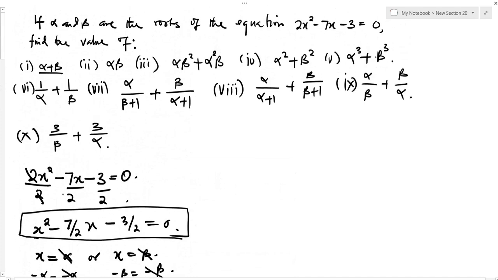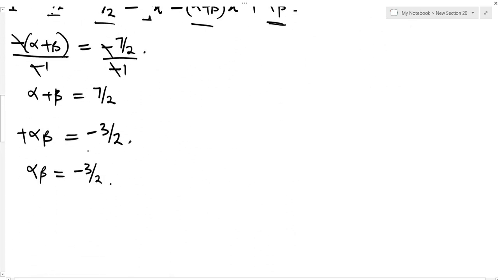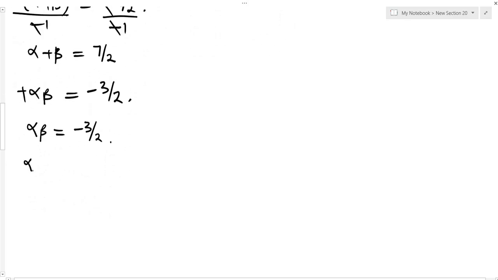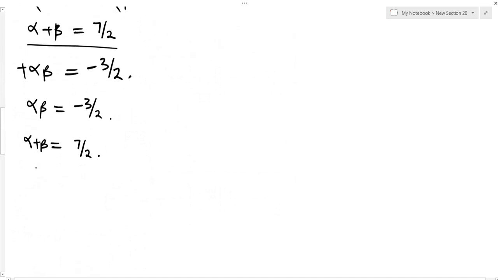So the first question they asked was to find the value of alpha plus beta. So we have gotten the value of alpha plus beta from here, which is 7 over 2. Then the next one, they said we should find the value of alpha beta, which is the product of the roots of that equation, which is alpha beta is equal to minus 3 over 2. Okay, sorry, this is problem 1, this is problem 2.